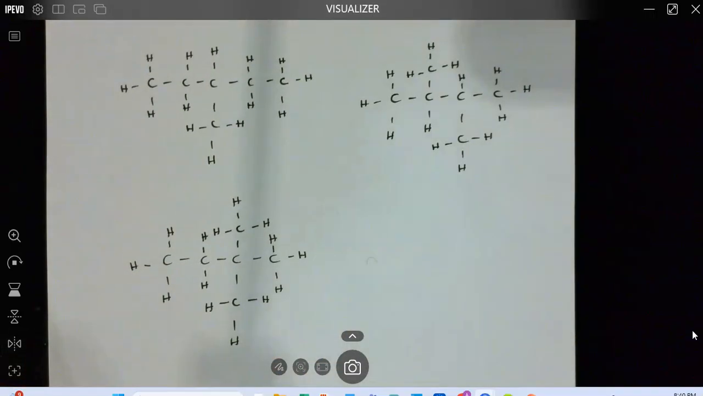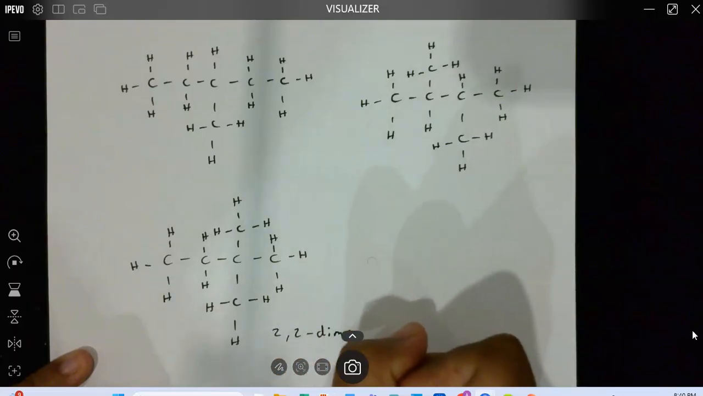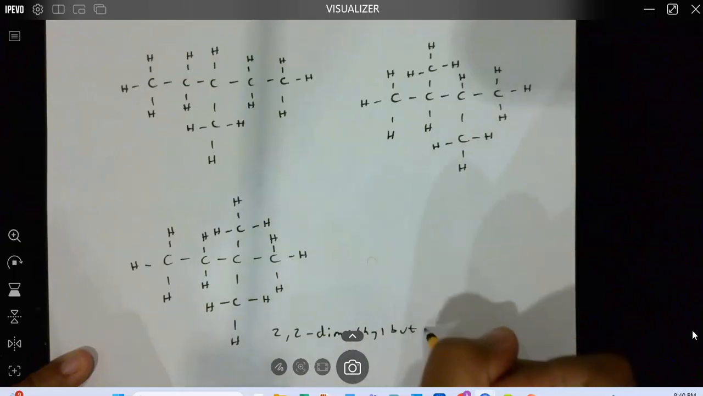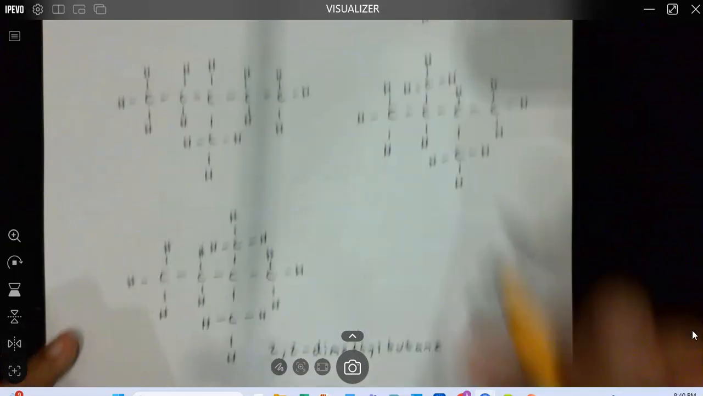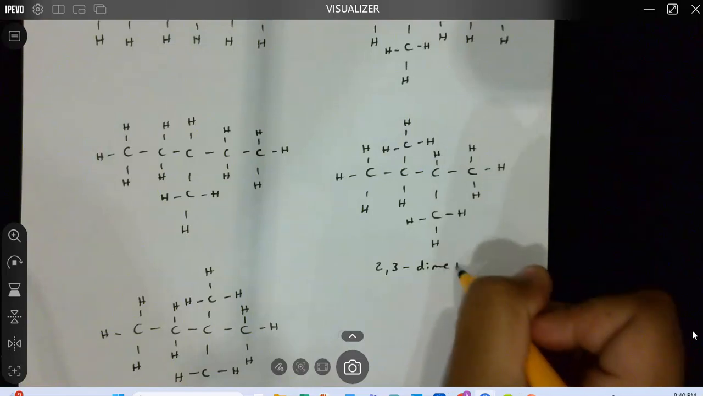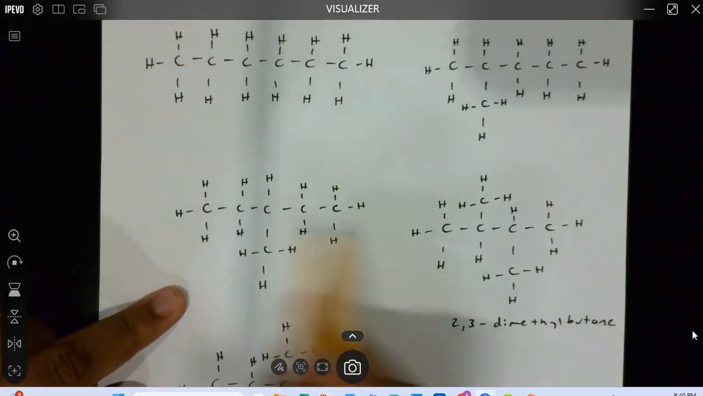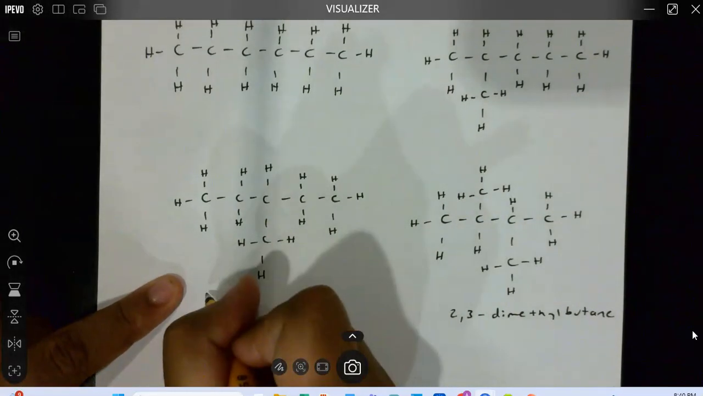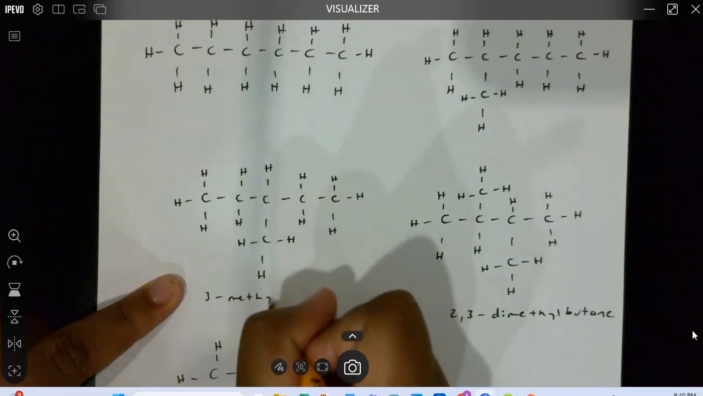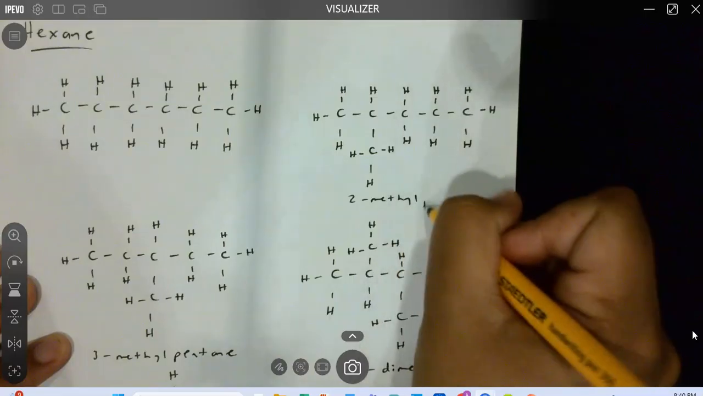So I am going to go ahead and name these just in case you are interested. This one here is 2,2-dimethylbutane, because I've got 2 methyl groups on the same carbon. This one is 2,3-dimethylbutane, and this one actually has a backbone of 5 carbon atoms, so that is going to be 3-methylpentane, and up here we have it on the 2nd carbon, so 2-methylpentane.